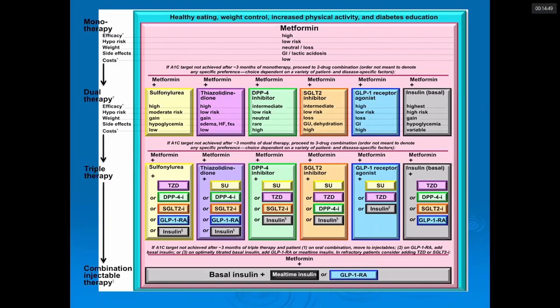SGLT2 inhibitor is a sodium glucose co-transporter 2 inhibitor. This transporter is in the kidney, and 90% of our glucose is reabsorbed through it. So they inhibited it, and glucose now goes out in the urine. The glucose is not reabsorbed and goes with urination. They increase the chance of urinary tract infection, especially fungal infection, with this type, okay?